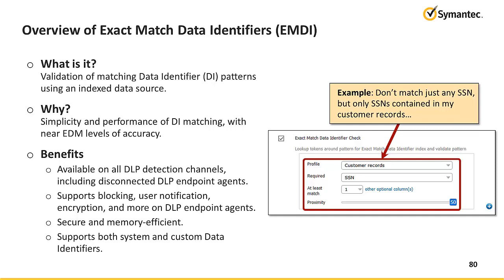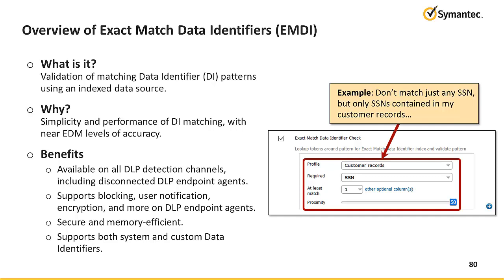Exact Match Data Identifiers, or EMDI, are essentially validations of data identifier patterns using an indexed data source. As we discussed earlier in the module, data identifiers are patterns with validators of their own that identify common numbers, such as ID numbers and credit card numbers. EMDI adds another level of validation, an indexed data source that contains specific values for the system or custom data identifier type you're looking for.